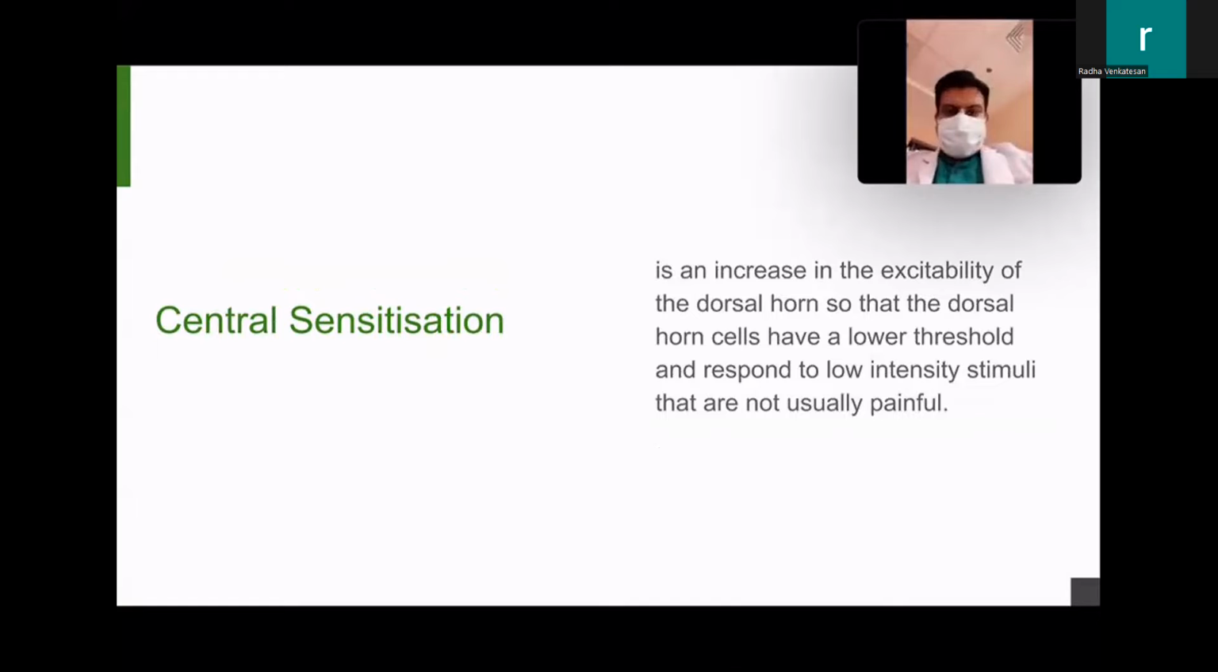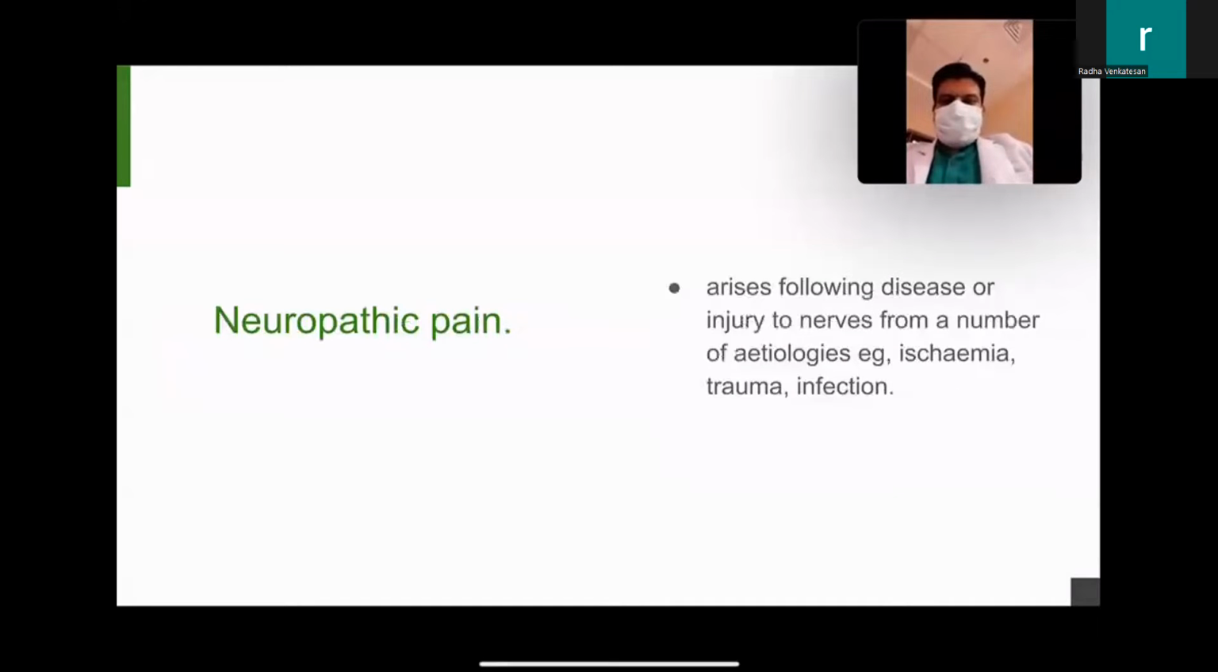That is, there's an increase in the excitability of the dorsal horn, so that the dorsal horn cells have a lower threshold and respond to low intensity stimuli that are not usually painful. So we saw first peripheral, next central. In central, even a low threshold pain is triggered. That is because of the central sensitization.